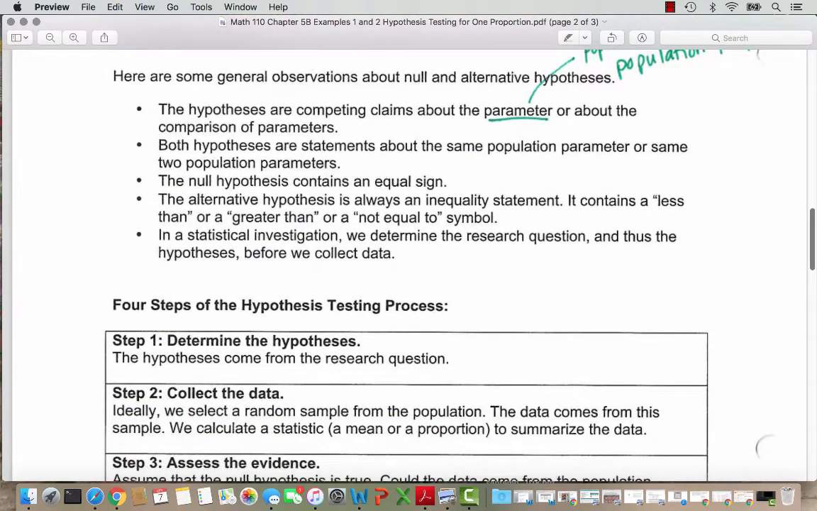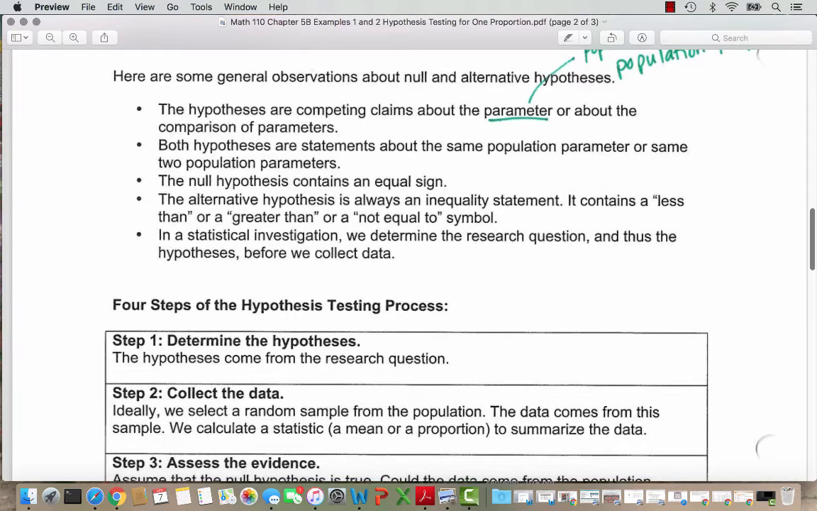The null hypothesis is always going to have an equal sign, so that'll help you in writing your null hypothesis. We think about that as no change, so things are equal to the value that we're investigating. And then, so that they're competing claims, the alternative hypothesis is always an inequality statement. It contains a less than or a greater than or a not equal to symbol.